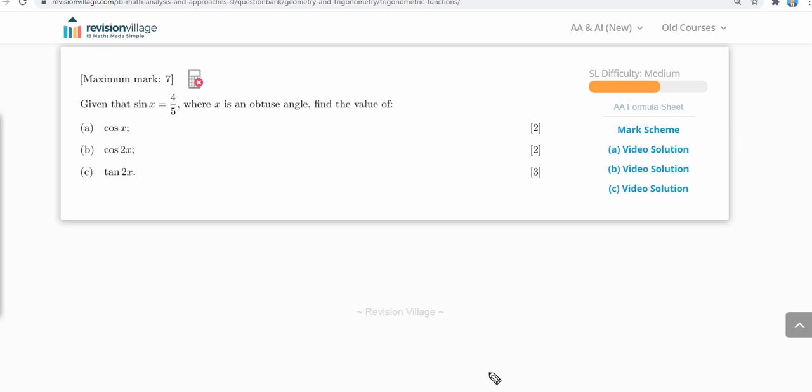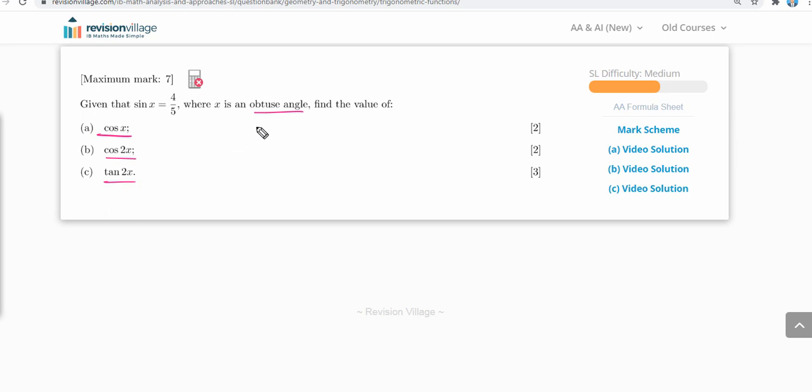All right, so here we have another question. It's a medium difficulty question, so let's see how it goes. In the question it says given that sine of x equals 4 over 5, where x is an obtuse angle. Remember, an obtuse angle is one that is greater than 90 degrees. Find the value of cos of x, cos of 2x, and tan of 2x.